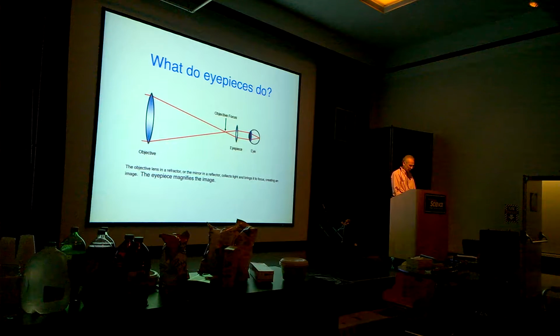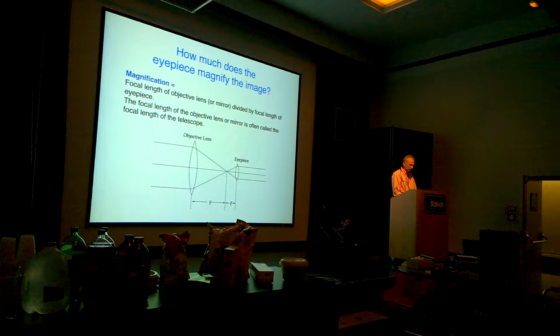So what do eyepieces do? The objective lens in a refractor, or the mirror in a reflector, collects light and brings it to a focus, creating an image. The eyepiece magnifies the image. So here you see the objective, and the point where the lines cross is where the image is brought to focus, and then the eyepiece is going to enlarge it for your eye.